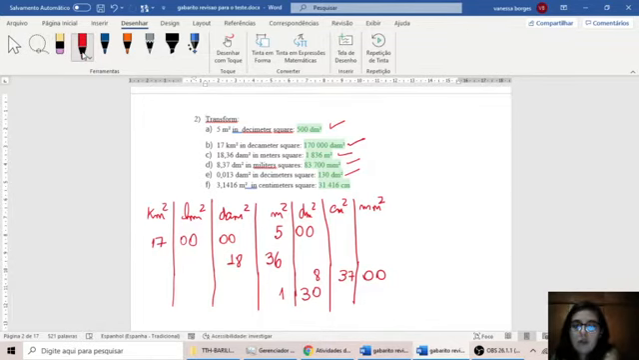And finally we have 3.1416 meter square, to centimeter square. So it's just I come here and erase this comma, right? And then it's here the answer. So let's move on to the next exercise.